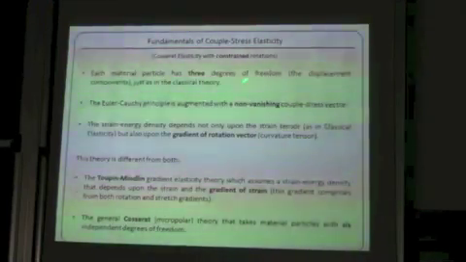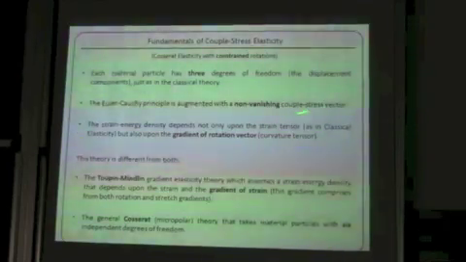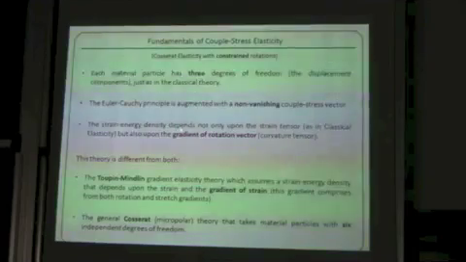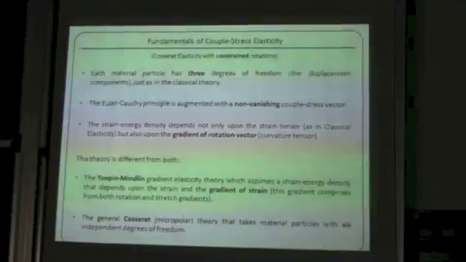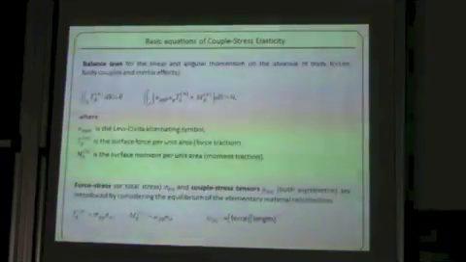So, the point of deviation from classical theories is that the Euler-Cauchy principle is augmented with a non-vanishing coupled stress tensor, and in this theory, the constrained Cosserat elasticity, the strain energy density depends upon the gradient of a rotation vector. We also note that this theory is different from the general Cosserat theory in the sense that the rotation is constrained, and also is different from the Toupin-Mindlin gradient elasticity theory.